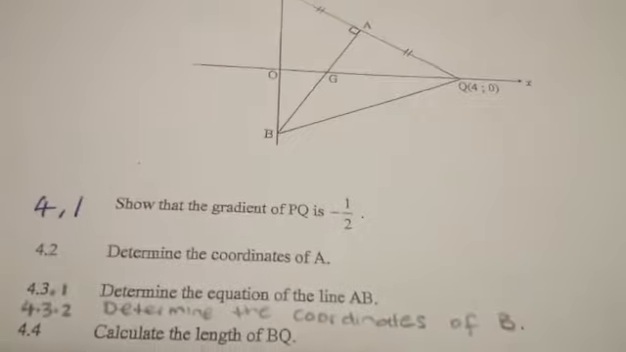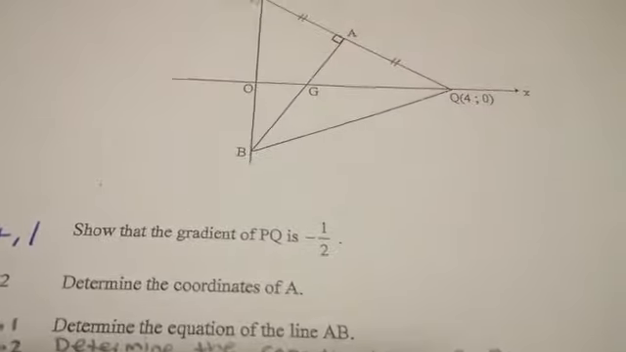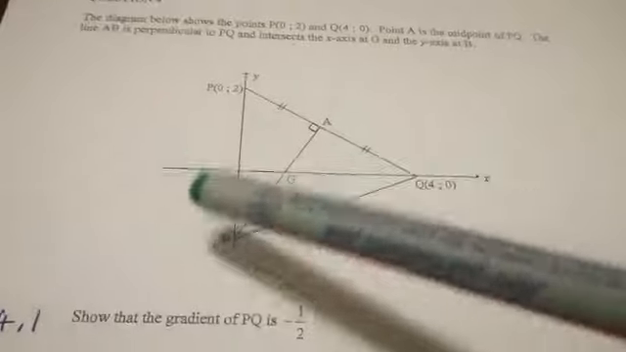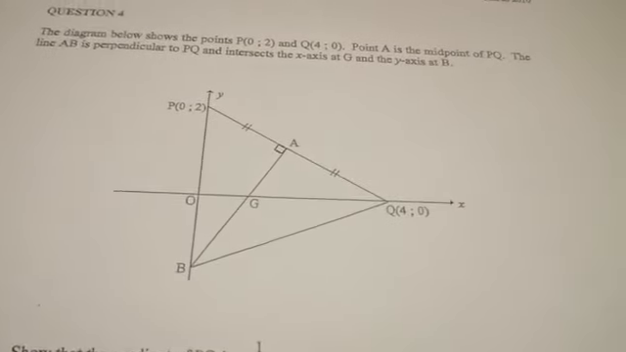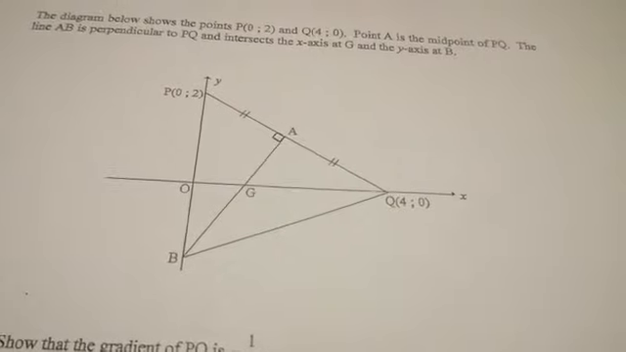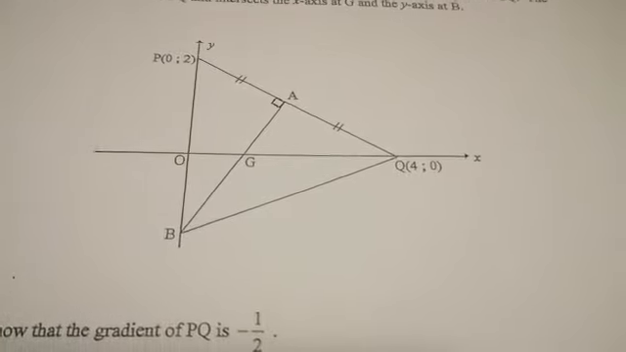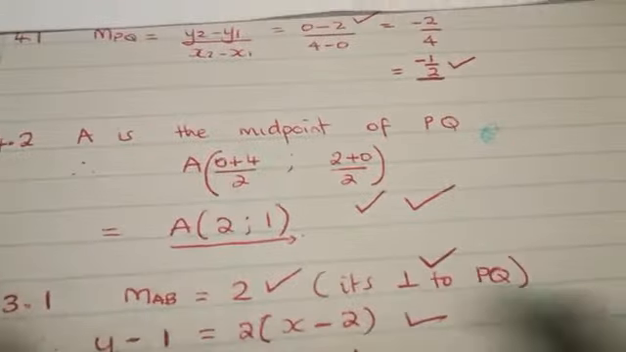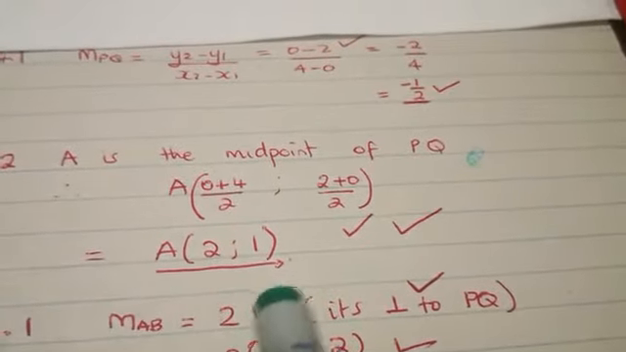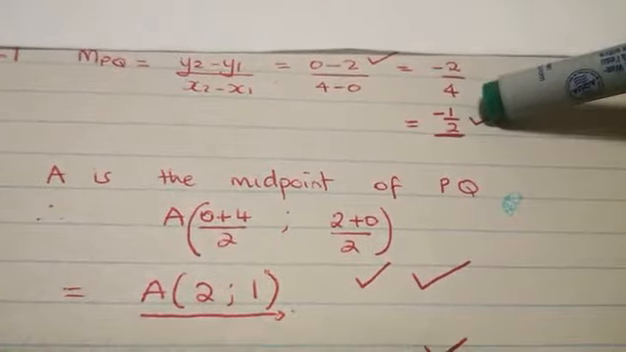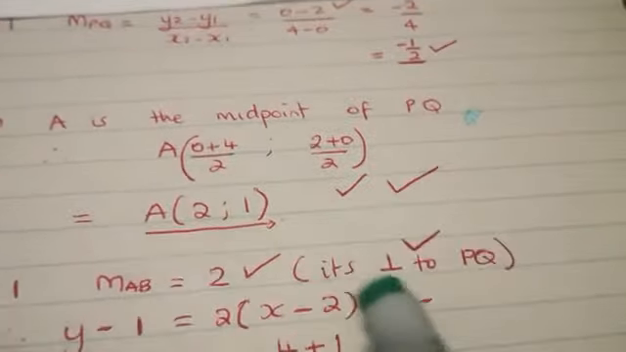Question 4.3.1, determine the equation of AB. AB here is a line that is perpendicular to PQ. Because we don't have a coordinate for B, the first thing you need to do is tell us what the gradient is. So that is what I did. I wrote the gradient of AB is equal to 2. Why is it 2? It is the negative reciprocal of this one. So you first have to state that, and then you give your reason.